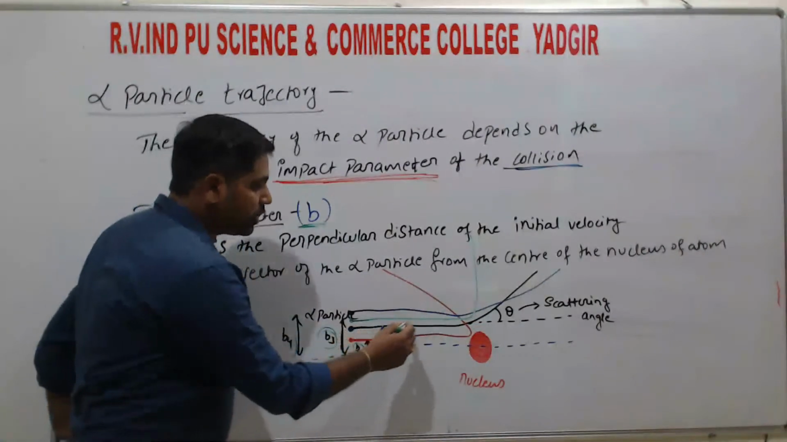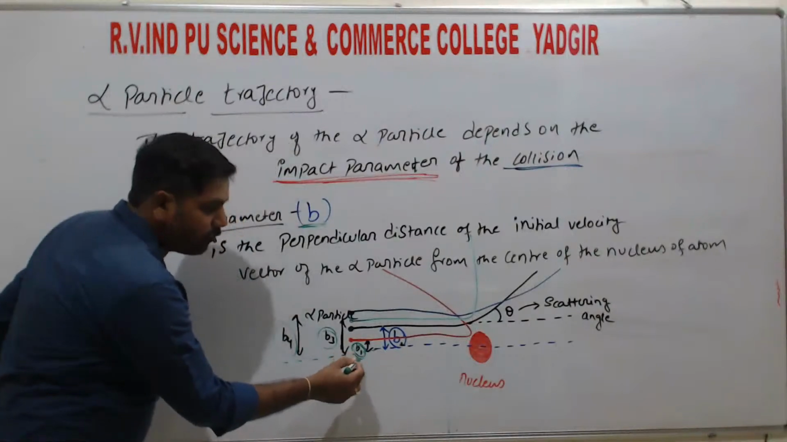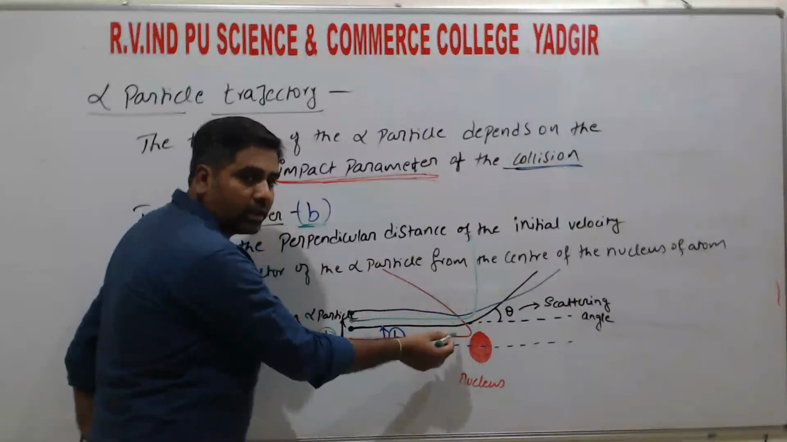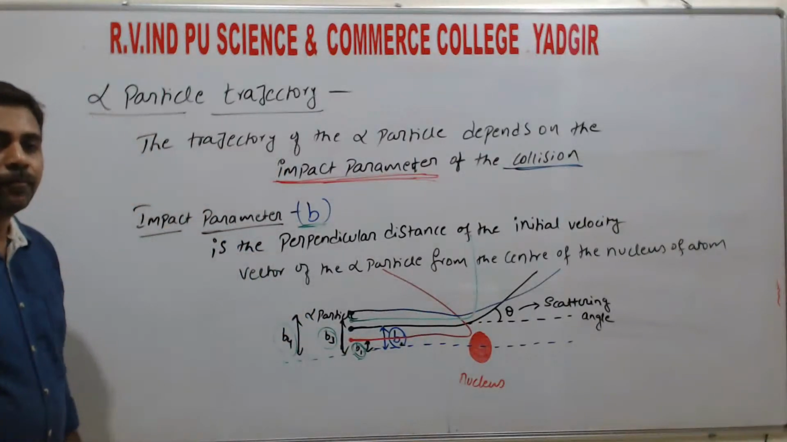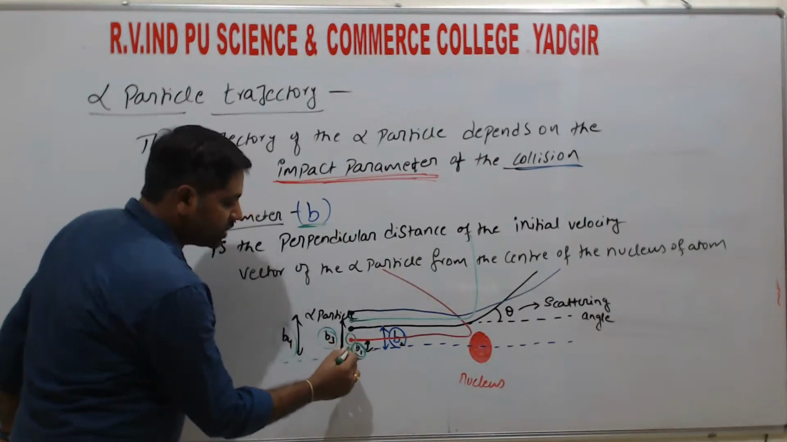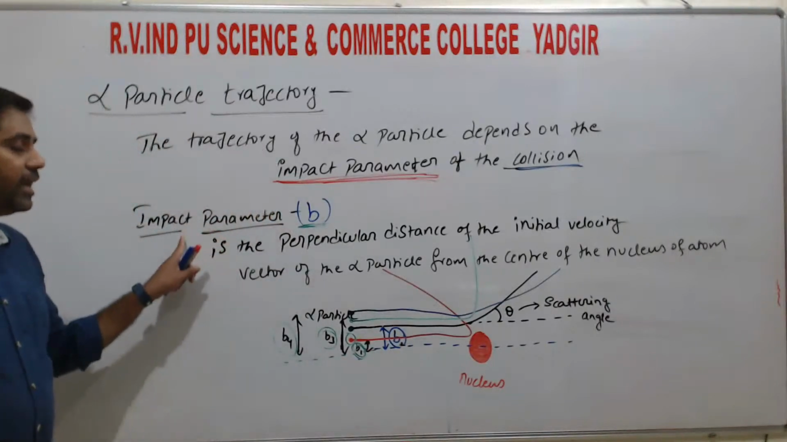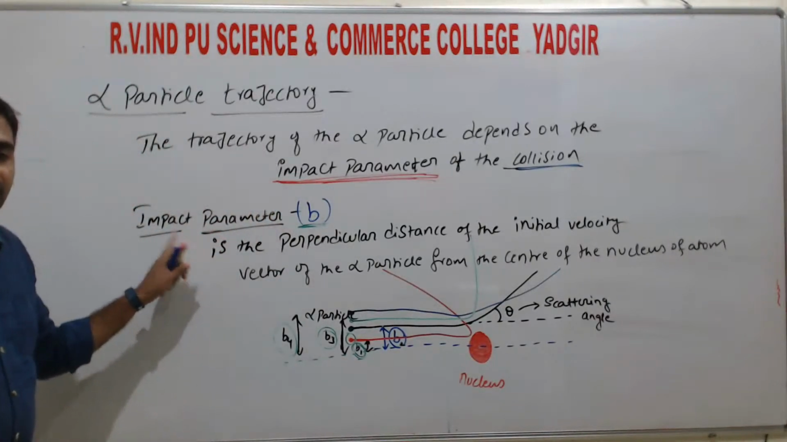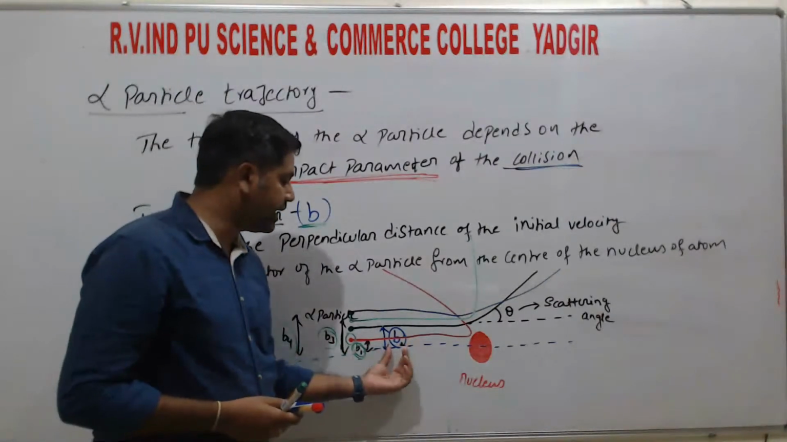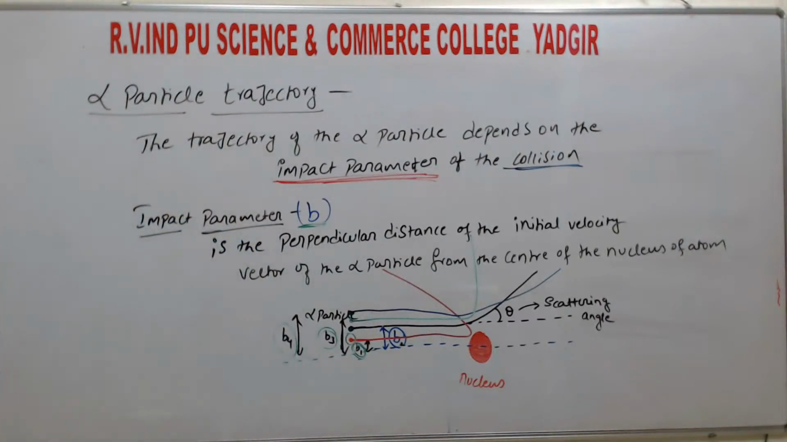So all the alpha particles will not follow the same path because the B value is varying. For that reason only the scattered alpha particles will follow different paths, right? So from this we can say that the scattering of the alpha particle depends directly on the impact parameter, right? So here when will we get the maximum and when will we get the minimum, right?